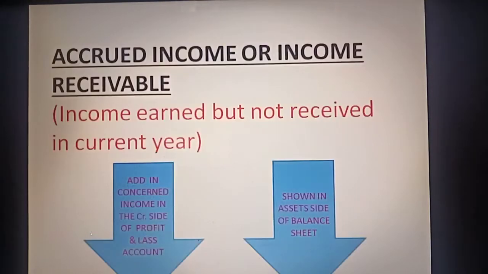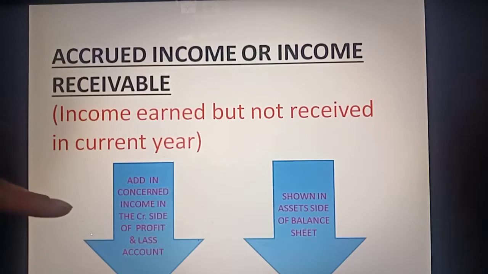Now the next, that is the fifth adjustment. This is accrued income or income receivable. This is your fifth adjustment. What does it mean? It is quite common that certain items of income such as interest on security, commission, rent, etc. are earned during the current year but have not actually been received at the end of the current year. So such income is known as accrued income or earned income. See, income earned but not received in the current year.